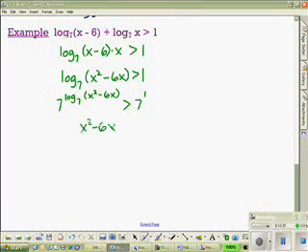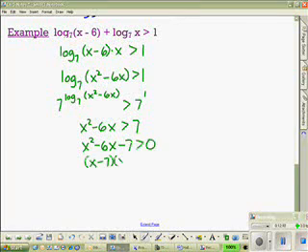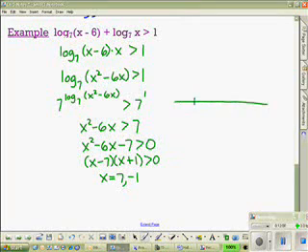Now this problem should look familiar from your previous sections. I believe it was in chapter 2. And it is an inequality with a quadratic. So we moved everything to one side and we factored or used the quadratic formula to find our key values. So we had 7 and negative 1. And then we made a number line and we checked those answers.